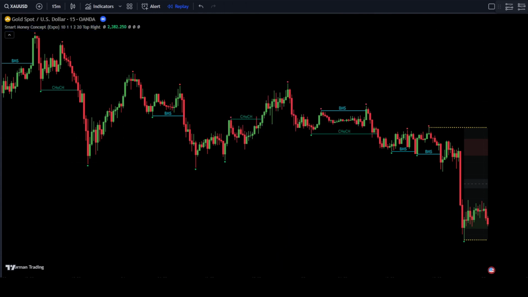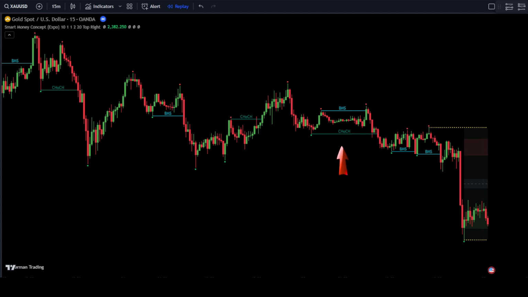This Smart Money Concept indicator provides comprehensive information about market structure, price discount zones, and premium zones. When the indicator detects a change in market trend structure, it will display a CHoCH or change of character signal. If this signal appears, it indicates a potential trend change from the current trend in the market. There is also a BMS or break market structure signal. Typically, this signal indicates a continuation of the existing trend.